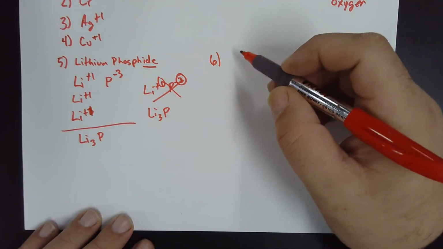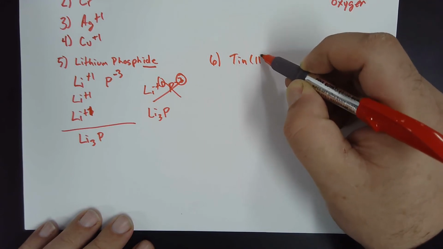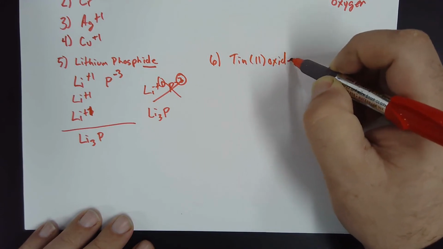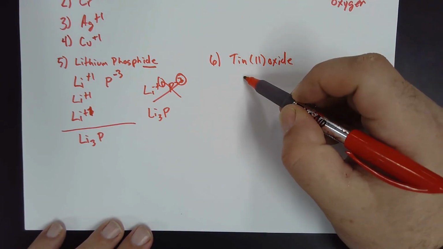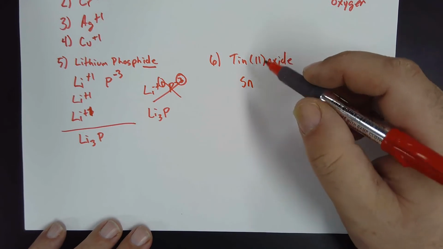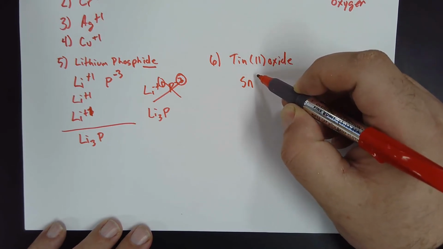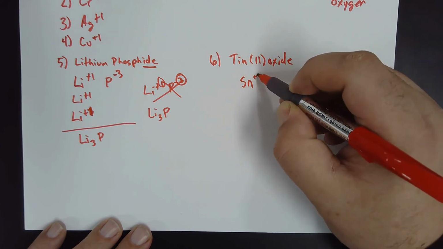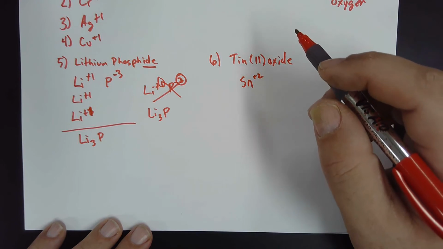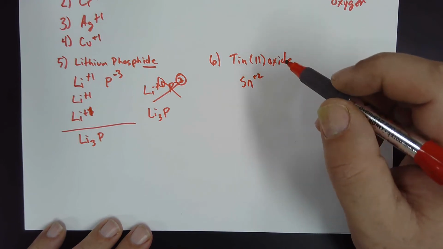All right, number 6 tells me I have tin 2 oxide. So I need to come up with a formula for this. Tin is Sn, comes from the derivative stannous. What charge does the tin have? It has a +2. How do we know it was +2? Roman numeral indicates the charge of the transition metal. Everybody with me on that?